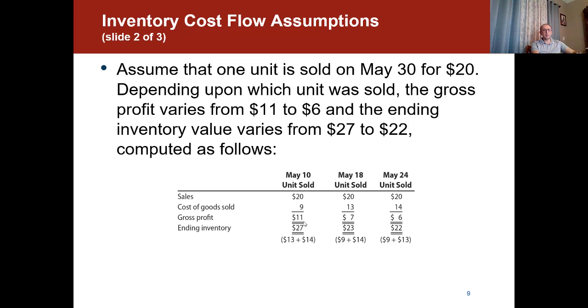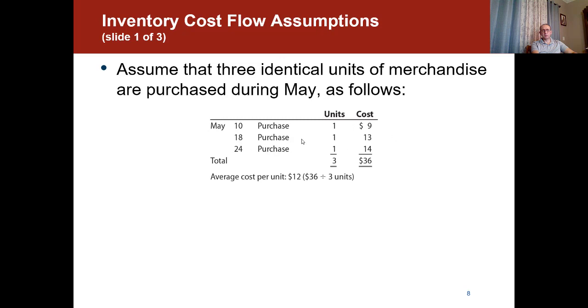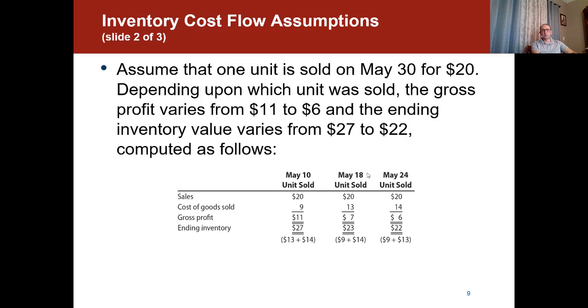Now let's assume that we sold the pen that we purchased on May 18th. Again, the selling price is the same, 20. But the cost of goods sold would be different. It's not going to be the 9, it's going to be 13, because remember, we had this one purchased on the 18th at $13. So the gross profit would be $7. And the ending inventory would be the original one, the first one, which is $9, and the last one, which is $14, for a total of $23.